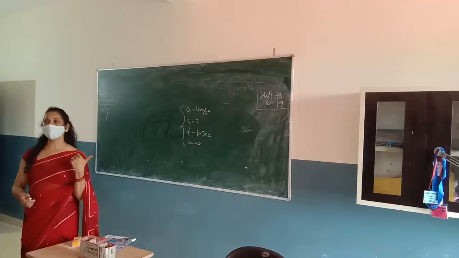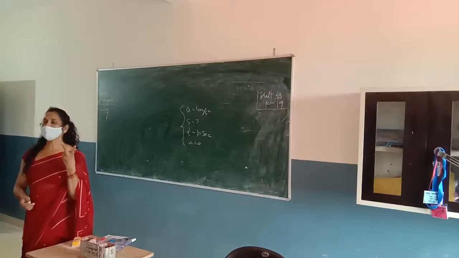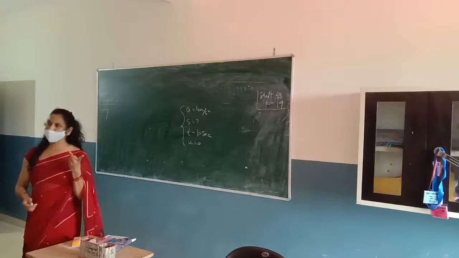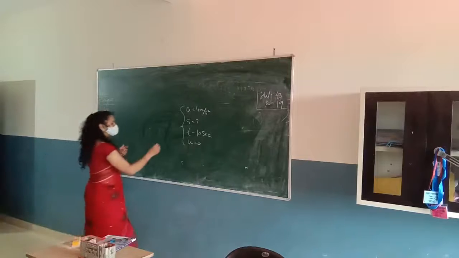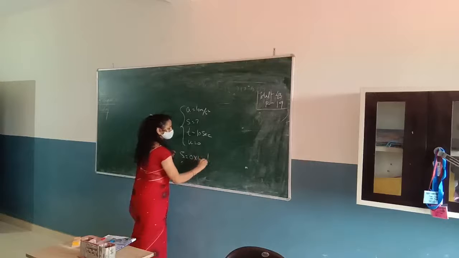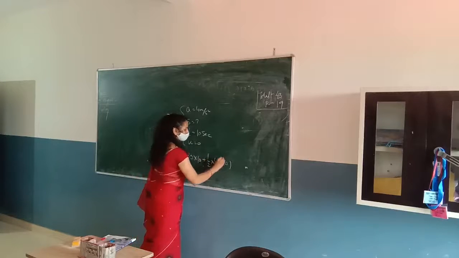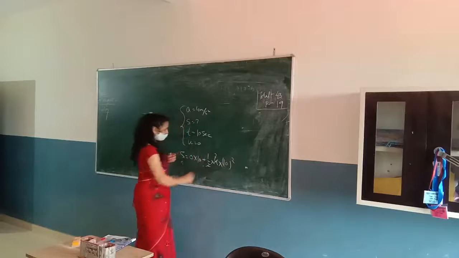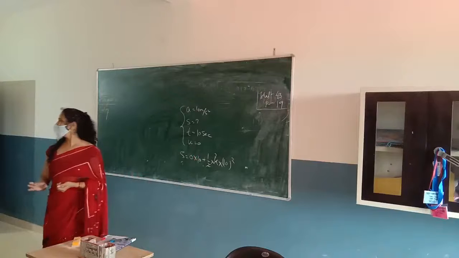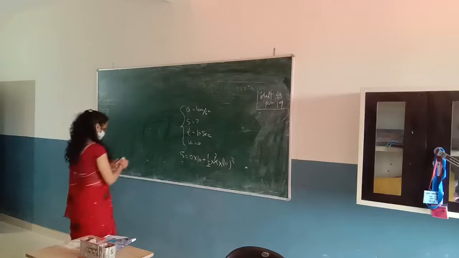Which equation will you use? No, it will be the second. What is the second equation of motion? Yes, that's good. So you can calculate the distance covered by u into t plus half into a into t square. Now can you calculate yourself? Yes. It will be 200 meter. Any other doubt? No? So let's start graph.